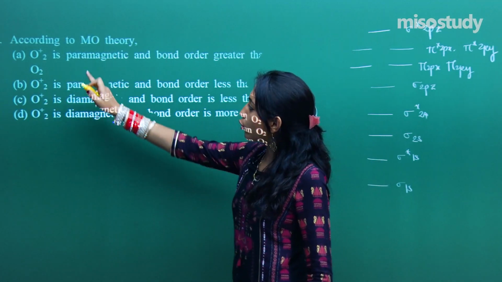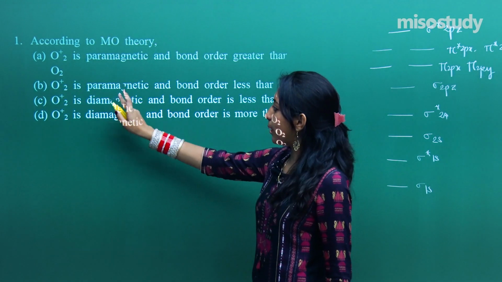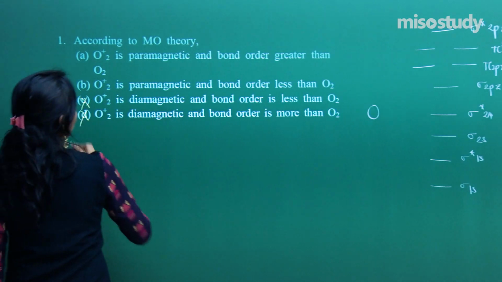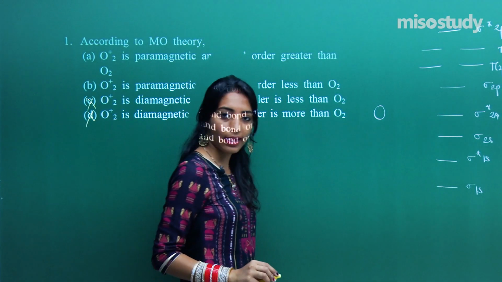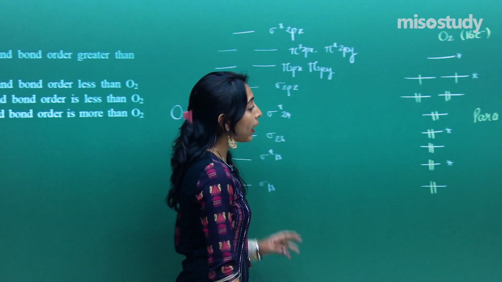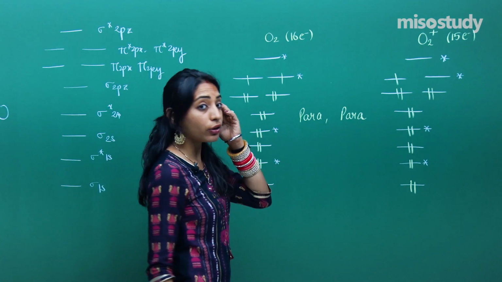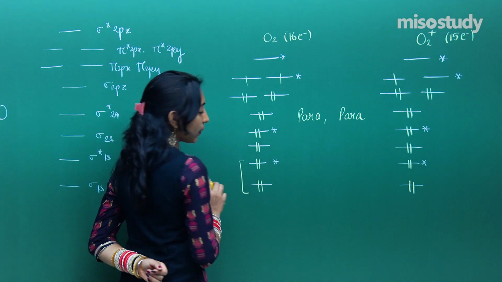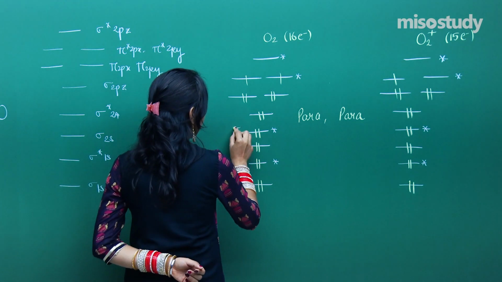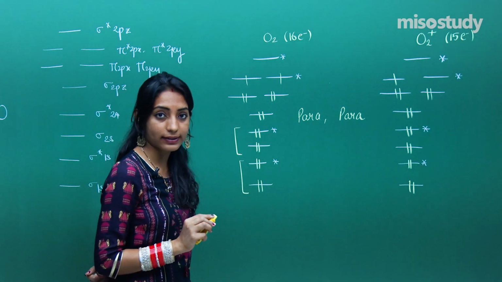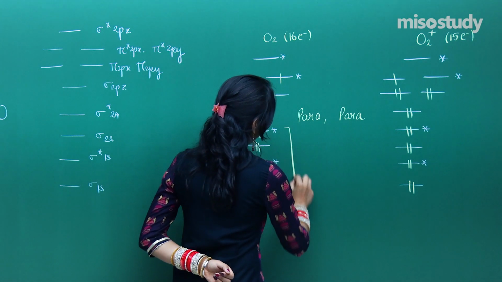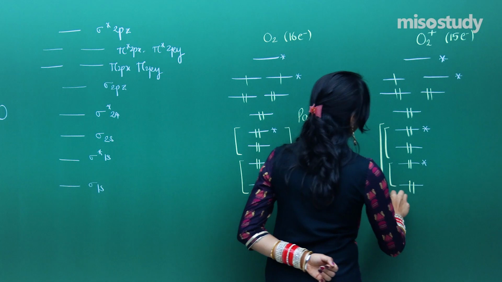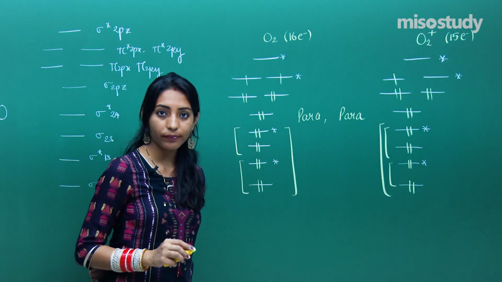It says that O2 positive is paramagnetic, paramagnetic, dia. So options C and D will not be the correct options. Now let's do the calculation of bond order. Sigma 1s and sigma star 1s get cancelled, sigma 2s and sigma star 2s get cancelled. Here also, so these 4 get cancelled. Here also these 2 and these 2, that means these 4 will get cancelled.